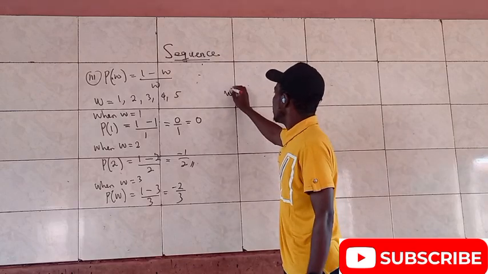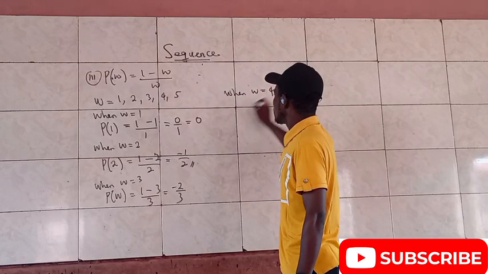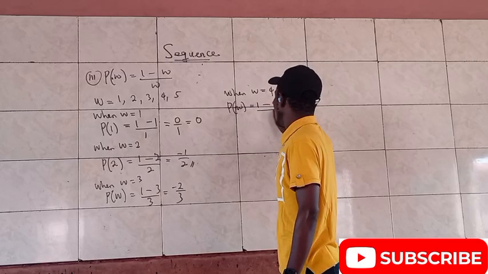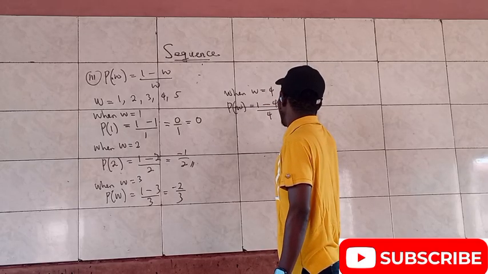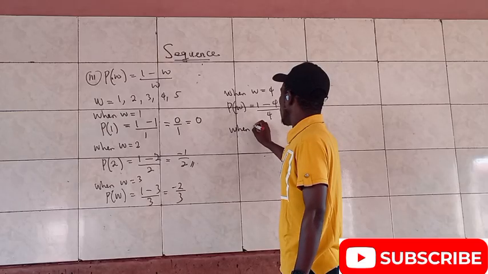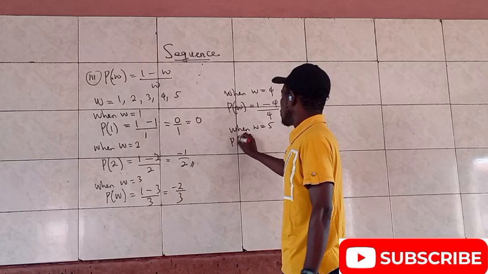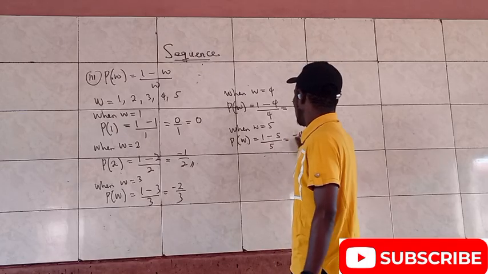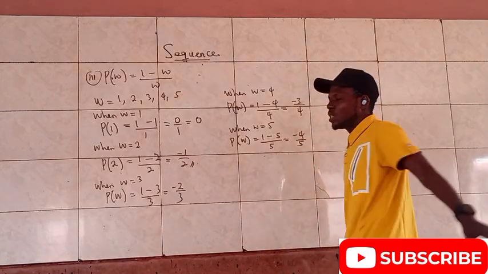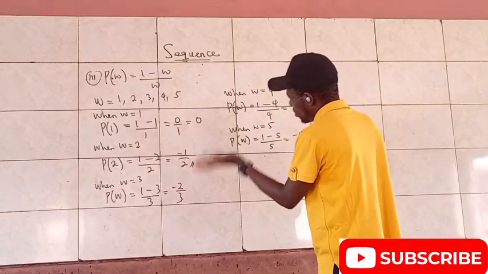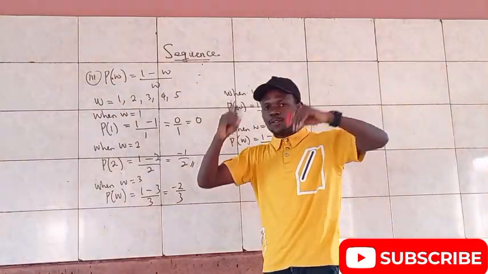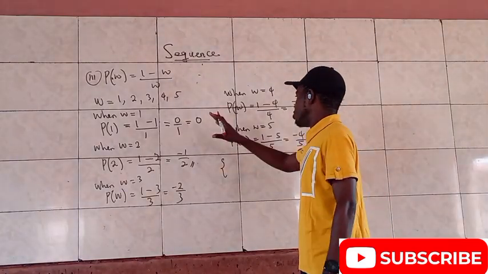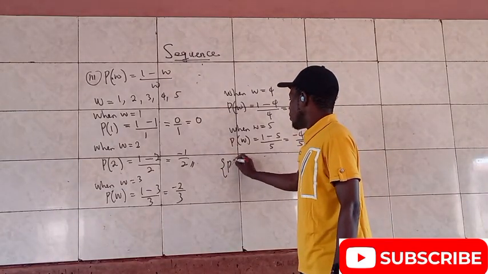Then I write again, when w equals 4, I have pw equals 1 minus 4 over 4, and that's minus 3 over 4. Then I write again, when w equals 5, so I say pw equals 1 minus 5 over 5, and that's minus 4 over 5. If you check also, you see that we do not make anything complicated. All you need to do is follow the process as it is analyzed. Then you go on to present your answers in a more formidable way.